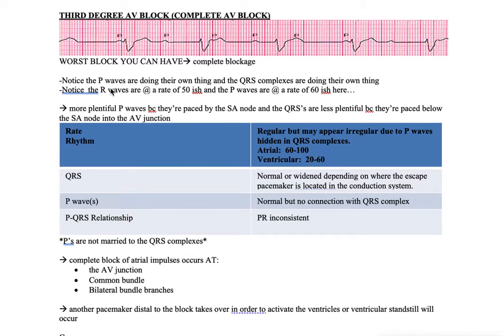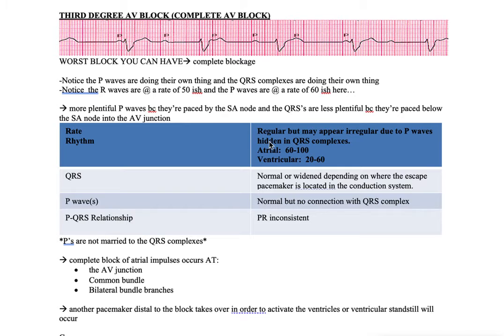And you're gonna expect to have more P waves because they are paced by the SA node, right? But you're gonna have less QRSs because they're paced below the SA node into the AV junction. And that's where our problem is, right? Our problem isn't with the SA node here. It's not a conduction problem with SA. It's an AV block, not an SA problem, an AV problem. So that's why we see more Ps, and that makes sense, right?